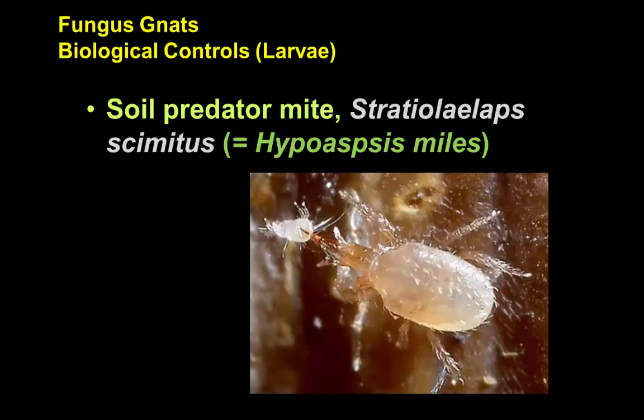The predator that is sometimes used for fungus gnats is a kind of predatory mite, Stratiolaelaps scimitus. It used to go under a different scientific name, Hypoaspis miles. This is a mite that lives in the soil. It's a generalist predator. It'll feed on fungus gnat larvae, it'll feed on thrips pupae, it'll feed on springtails, pretty much whatever it can overcome. And these are an organism that are fairly widely available in the trade.